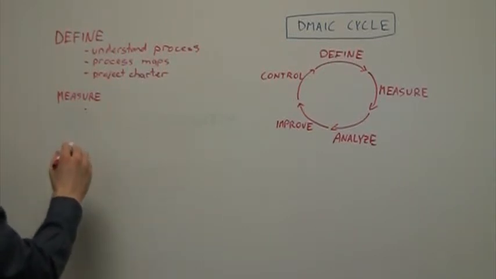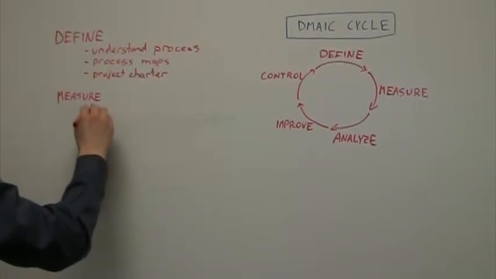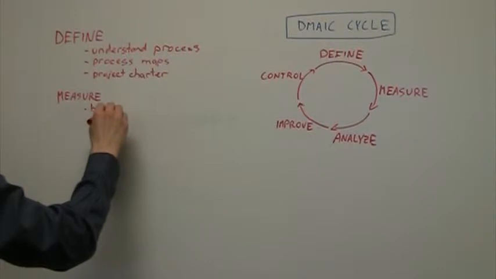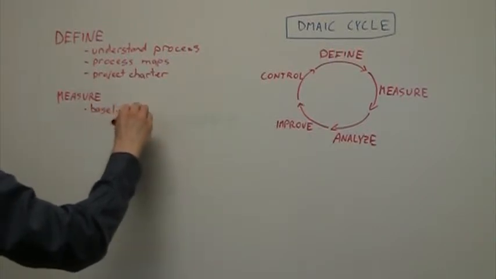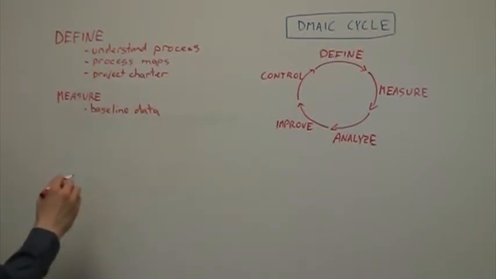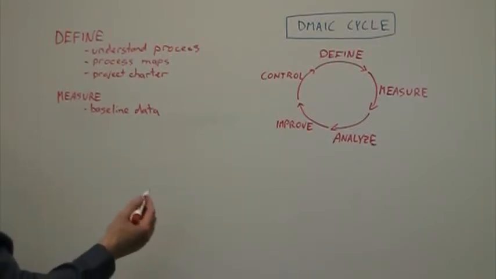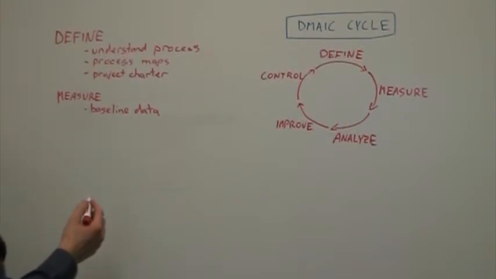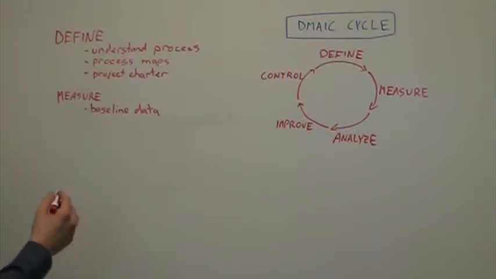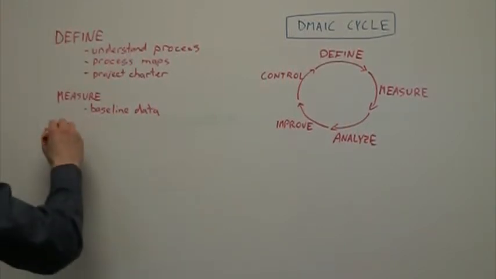In this phase, we start collecting baseline data. By collecting data, it allows us to verify what we thought the problem was, and it allows us to compare the performance of our process from before our change versus after our change. That way, when improvements are made, they can be quantified. So the next phase is analyze.